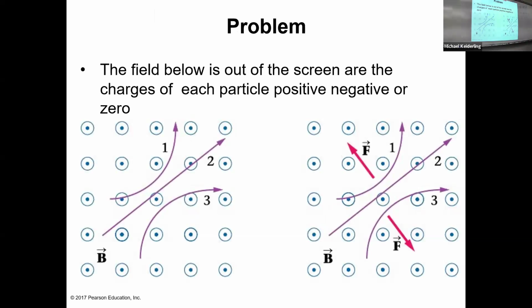So here, given that the field below is out of the screen, are the charges of each particle positive, negative, or zero, for particles 1, 2, and 3? Well, particle 1 is bending up, taking this path. Particle 2 is going straight like this. Particle 3 is bending this way.